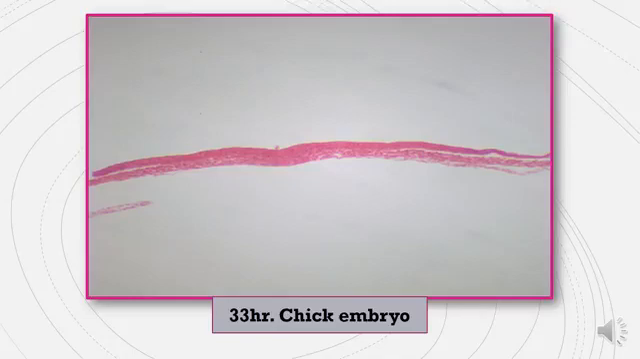In this slide you can see the gastrulation forming the ectoderm, mesoderm, and endoderm. All three together are called the trilaminar germ disc: ectoderm, mesoderm, endoderm.